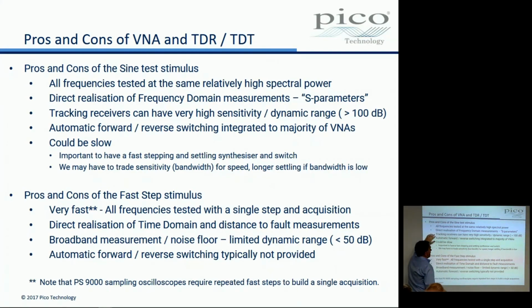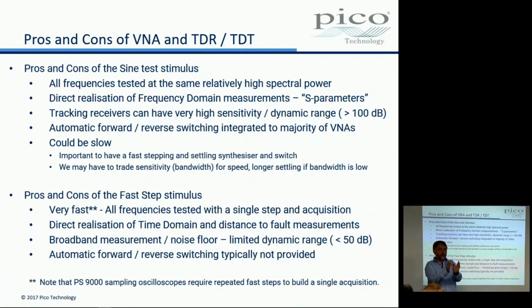Tracking receivers can have very high sensitivity, so we can have a very low noise floor. Automatic forward and reverse switching integrated to the majority of VNAs. Could be slow though because of all these points having to be done one at a time. Important to have fast stepping and settling. We may have to trade sensitivity, bandwidth, for speed.